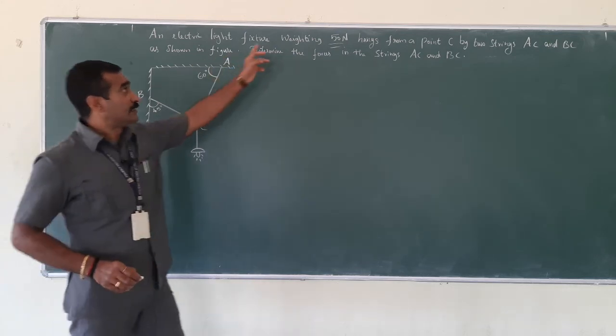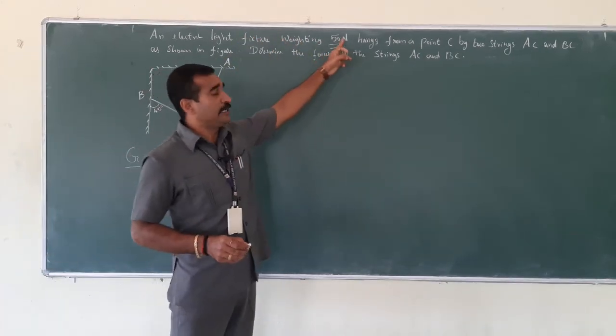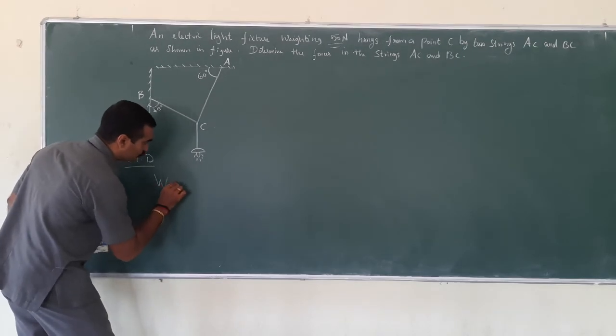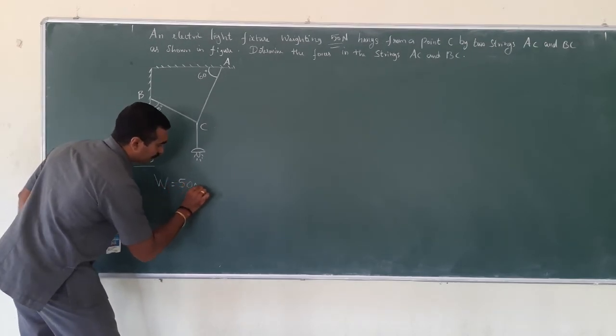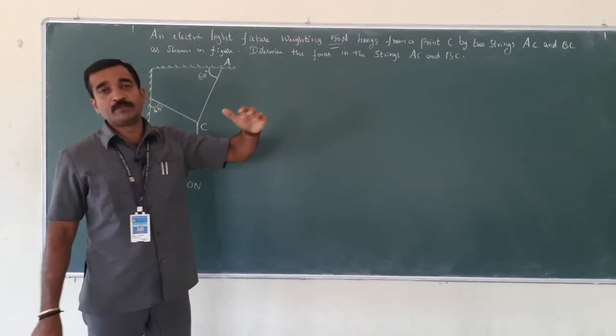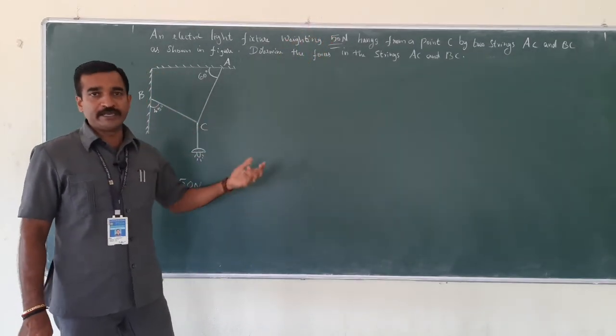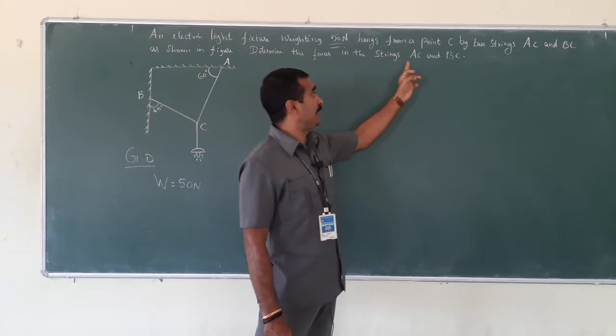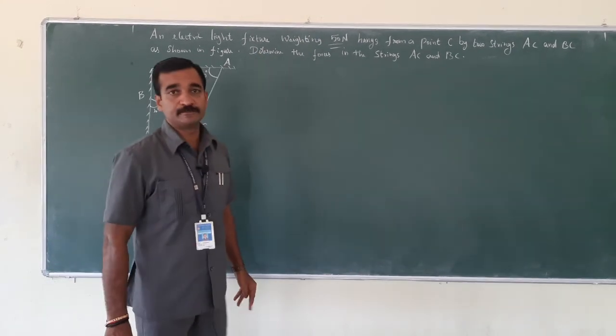So what is given? The light fixture is weighing 50 Newton, W equal to 50 Newton. Any other information given in the question? Nothing. What needs to be found? Look at here. Determine the forces in the string AC and BC.